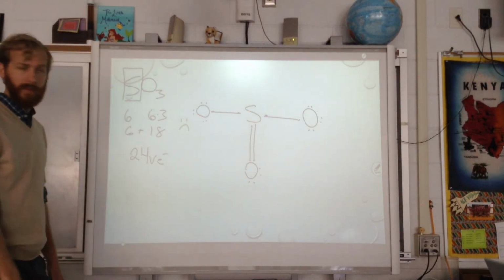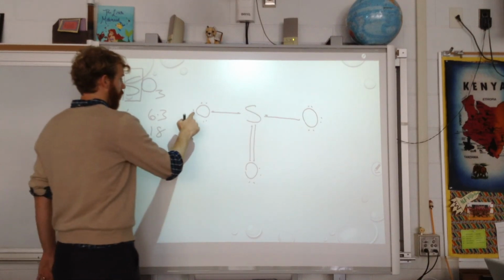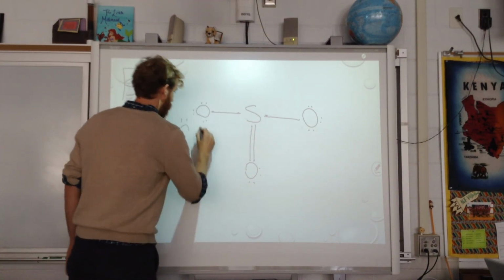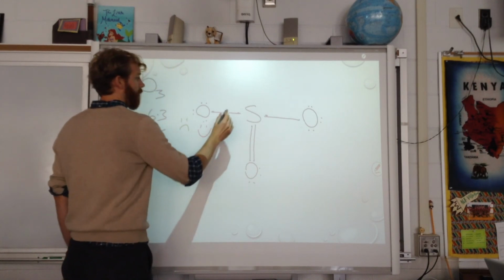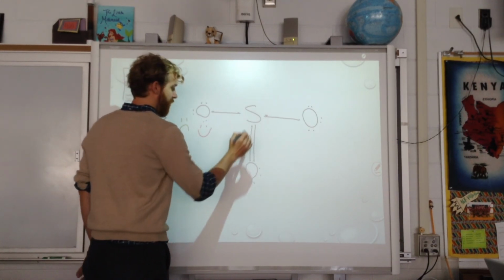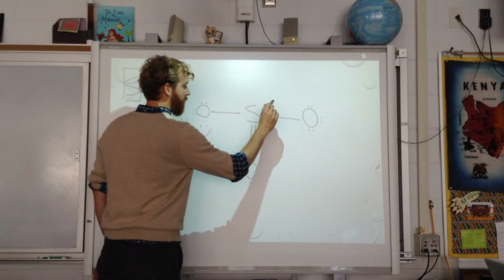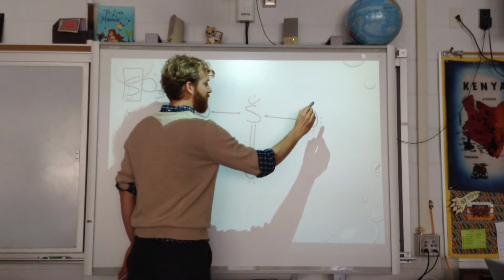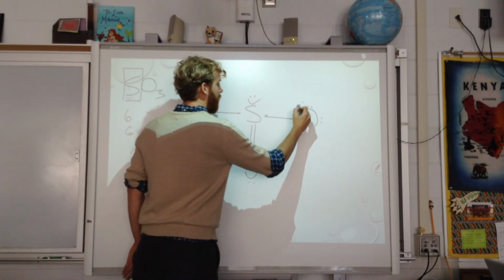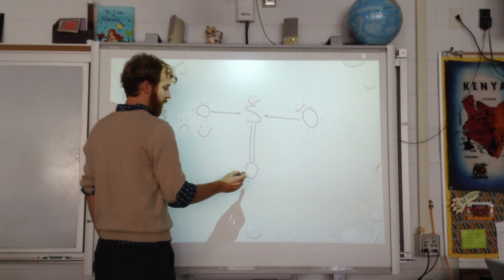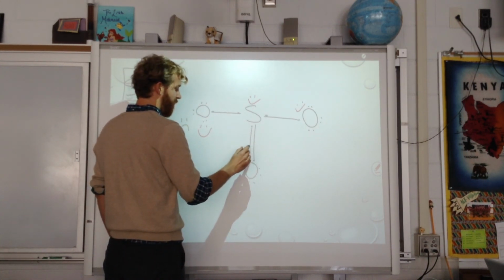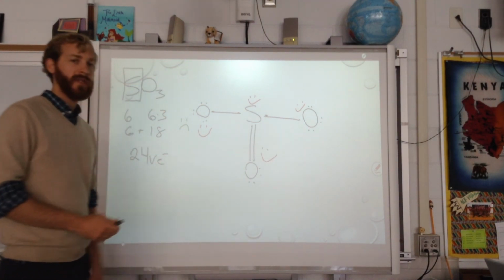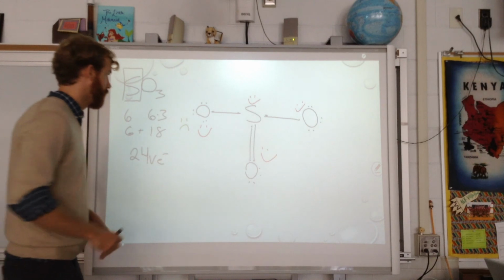Now let's check to make sure everyone's happy. 1, 2, 3, 4, 5, 6, 7, 8. This guy's happy. Sulfur, 1, 2, 3, 4, 5, 6, 7, 8. Happy. Oxygen, 1, 2, 3, 4, 5, 6, 7, 8. Happy. This oxygen, 1, 2, 3, 4, 5, 6, 7, 8. Happy. Everyone's happy, so we're done.